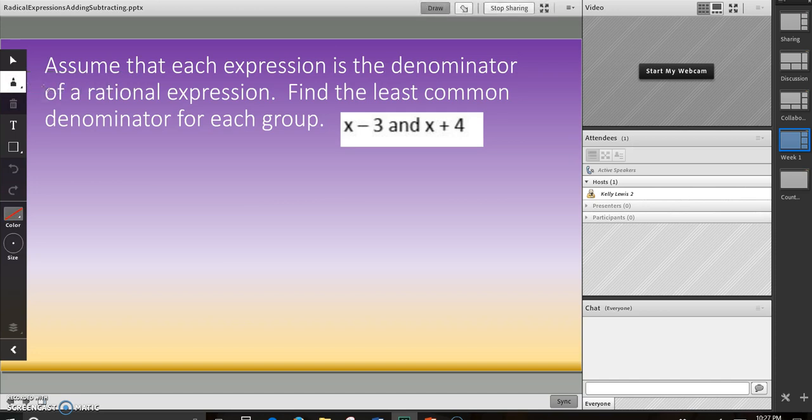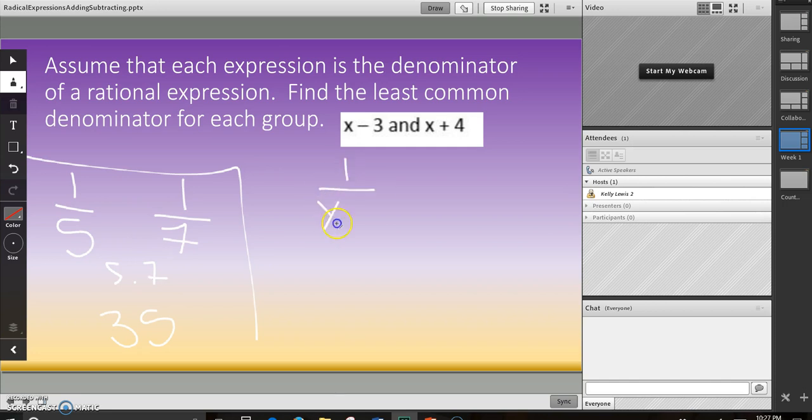If I ignore this problem just for one minute, if I had 1/5 and 1/7, and I wanted to add or subtract them, how could I make them have a common denominator? I would do 5 times 7, right? So 35, because 5 times 7. Okay? So now let's look at what we have here.